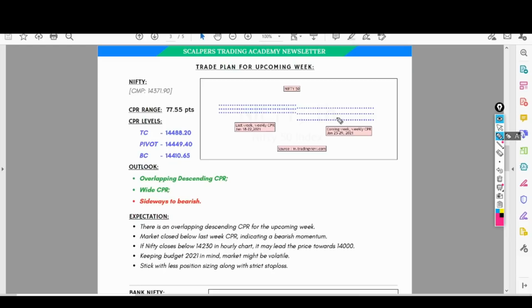So here my trade plan for Nifty is, as per CPR, we are having a wide CPR as well as an overlapping descending CPR. See, there is a small difference between a descending CPR and an overlapping descending CPR. In this case, both the CPRs have enough gap between them, and this is called a descending CPR. But if you look at this particular chart, the market was having an overlapping descending CPR.